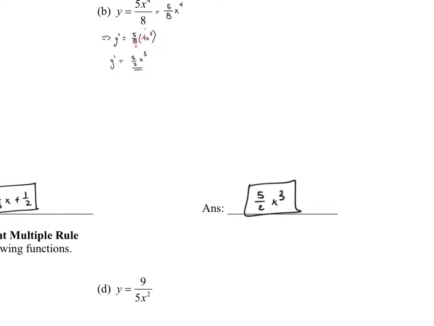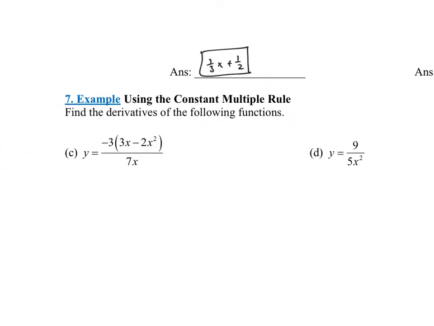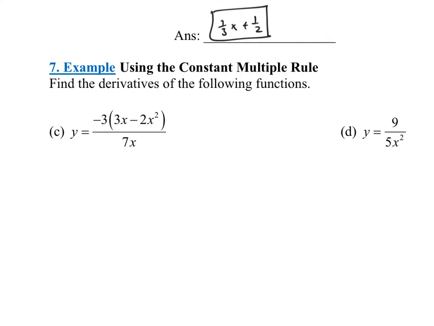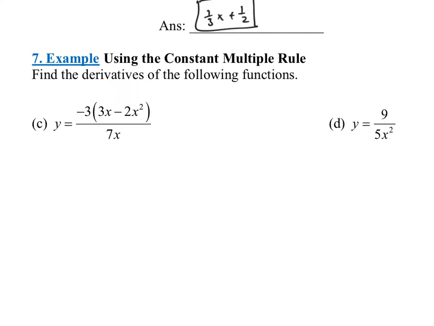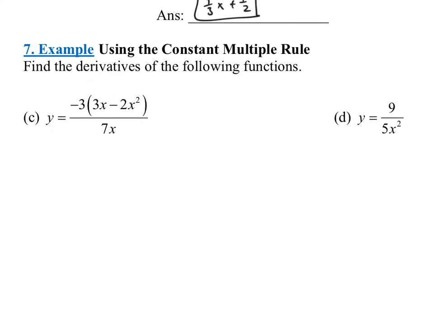Okay. Let's look at the next one. It says using a constant multiple rule, find the derivative. So this is part C here. So what can we do for this problem? Well, man, there's a lot that we could do for this problem. It's kind of up to you to see this. But here's what I'm looking at it as. I'm going to actually maybe multiply that 3 through. So this would be negative 9x. Multiply the negative 3 through again. Negative 3 times negative 2, which would be plus 6x squared.